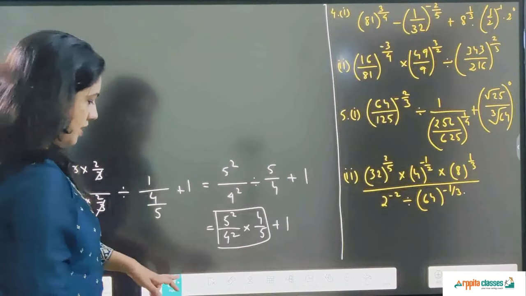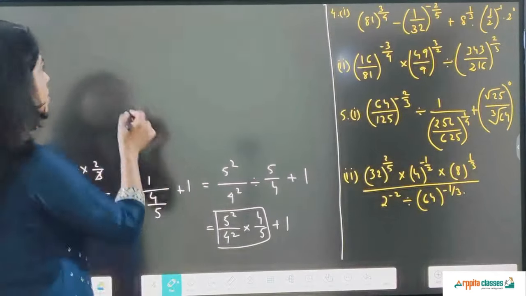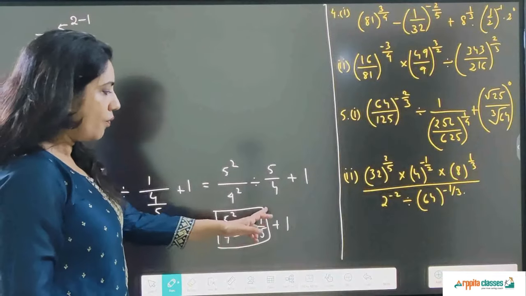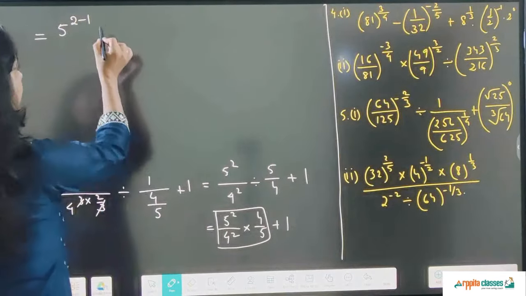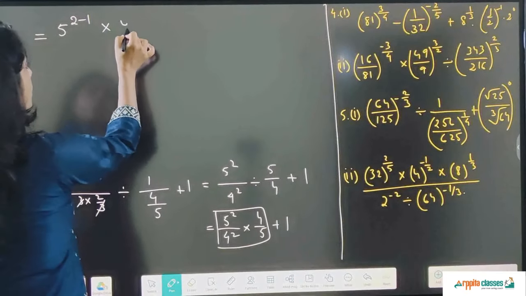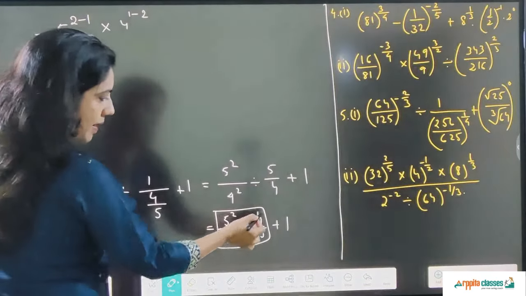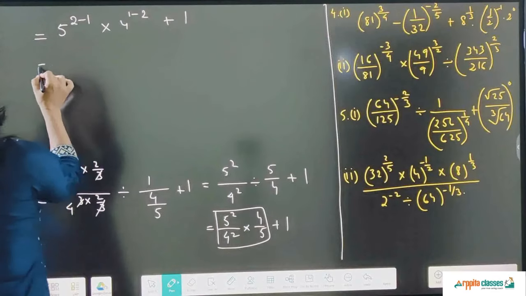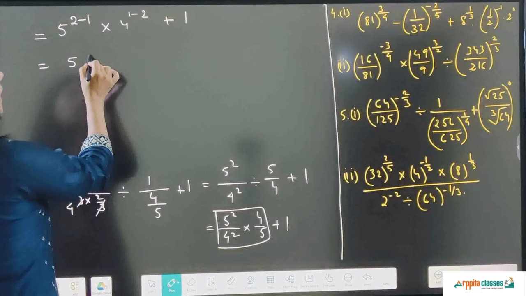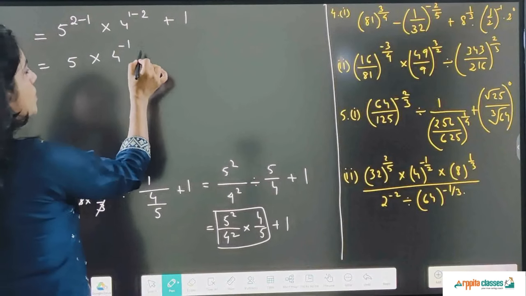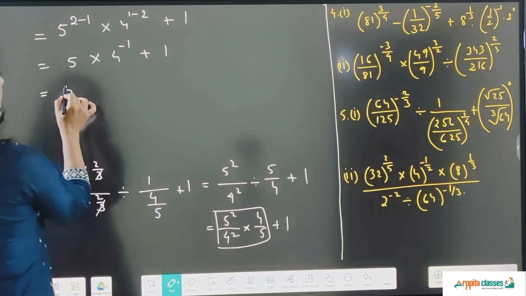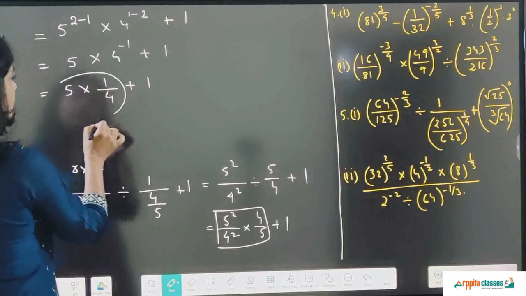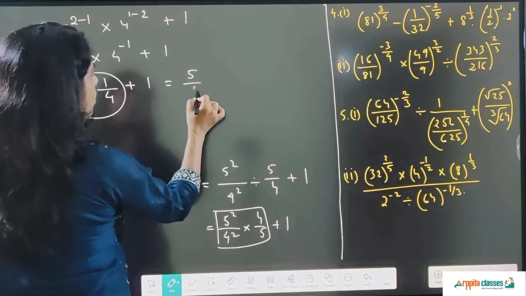Yes. So now you can see 5 square divided by 5. So the powers can be subtracted, 5 to the power 2 minus 1. 4 to the power 1 divided by 4 to the power square, again the powers can be subtracted, so it is 4 to the power 1 minus 2. Nothing is there, means power is 1. 1 minus 2 and then plus 1. So this is 5 to the power 2 minus 1, that's 1, into 4 to the power 1 minus 2, that's minus 1, plus 1. So it is 5 into 1 by 4, plus 1. Now I'll do this multiplication which gives me 5 upon 4 plus 1.